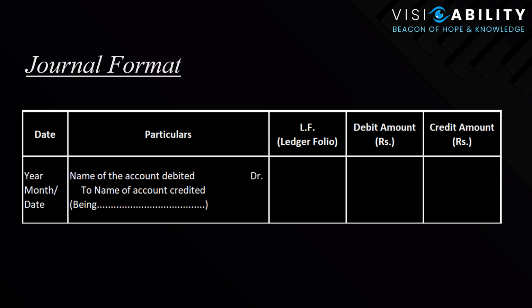Now, as we've already discussed and you are aware, a journal has the format as shown on the screen, where we have the columns from left to right as date, followed by particulars, followed by ledger folio, then the debit amount and the credit amount. These are the columns that we have already discussed and you're all aware of. In today's video, we will see how we are supposed to make entries in the given format.